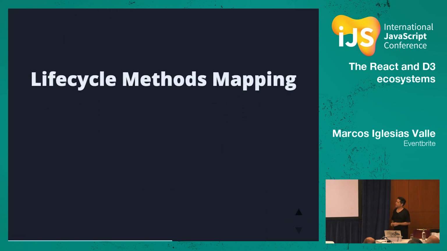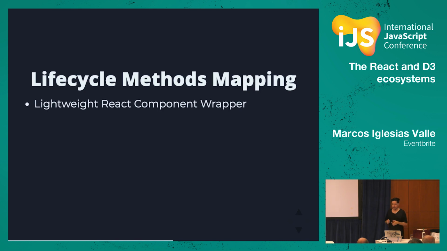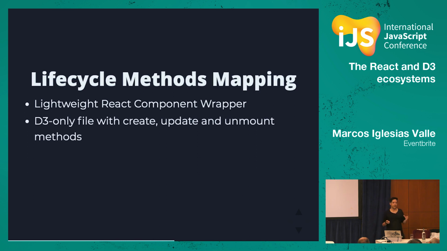Cool. Then this is my favorite approach. If you're used to React and want to have more structure in your D3 chart, this is, for me, an optimal approach. And this lifecycle methods mapping is based on a wrapper over the chart in D3. So we will have two files. One is the React component, and another one is the D3 file with the D3 chart. And basically, it's a facade. It's a facade design pattern.